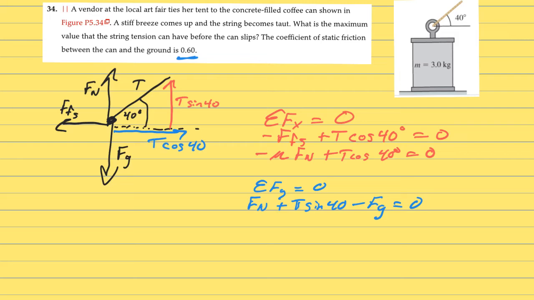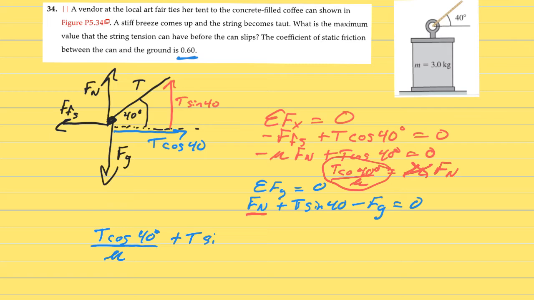I'm going to go back to my x, and I'm going to say T cosine of 40 degrees equals mu force normal. And then let's get this mu to the other side, and that's going to be gone. So everywhere I see a force normal, I'm going to substitute it out. I'm going to come writing over here. My new force normal is T cosine of 40 degrees over mu plus T sine of 40 degrees equals force gravity. Actually, no, let's keep that as negative. Minus force gravity equals 0.